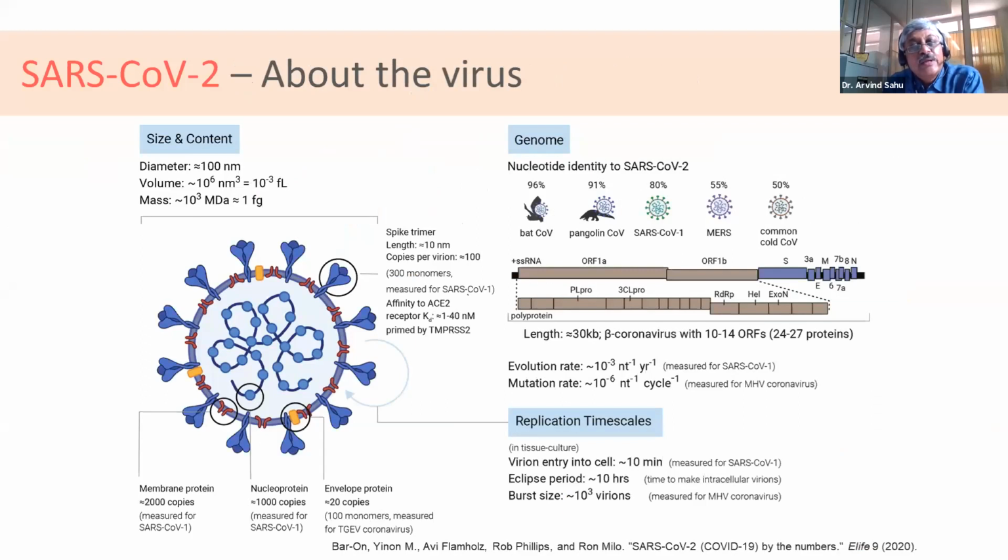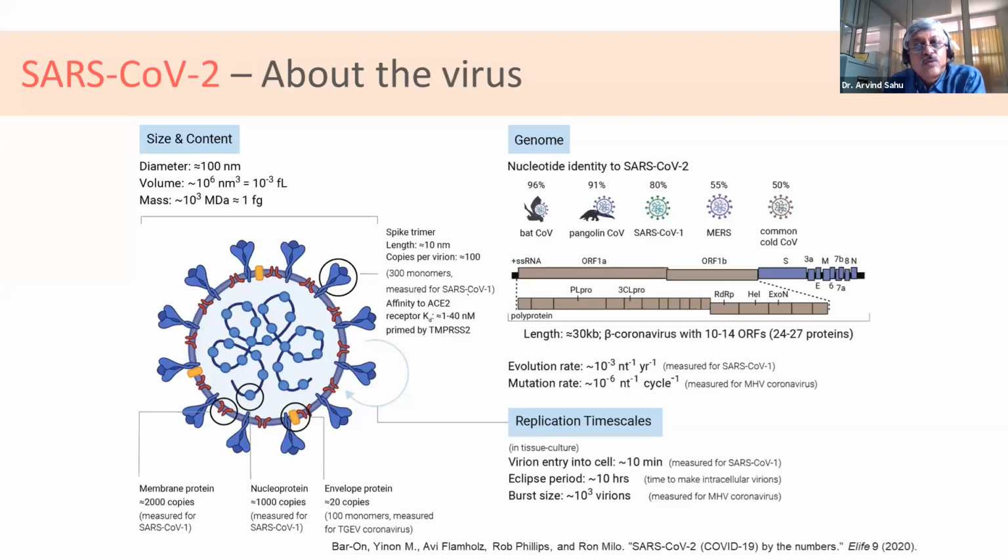As I said, the name coronavirus itself means that it has crown-like spikes. These spikes are basically trimers of spike protein. And the peculiar thing about this particular virus, SARS-CoV-2, is that the affinity is very high. It's in the nanomolar range, about 40 nanomolar, which is much higher than the earlier SARS-CoV-1. So this is one of the reasons why it infects so well.